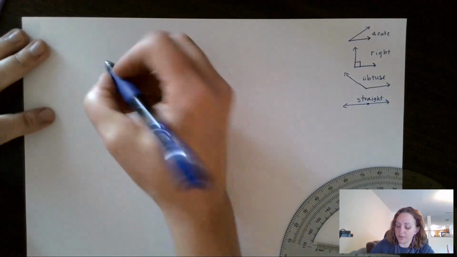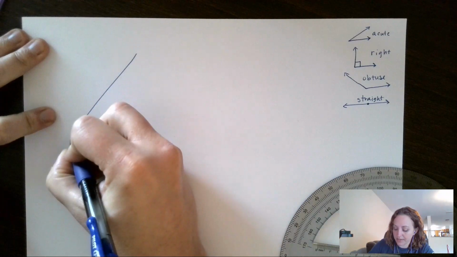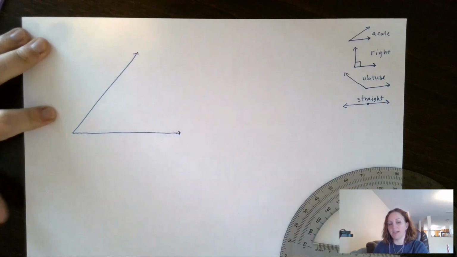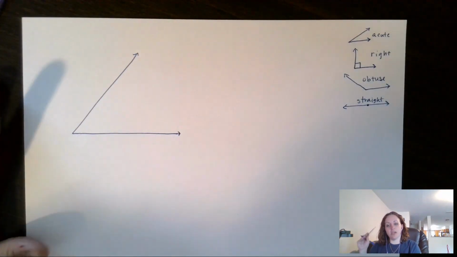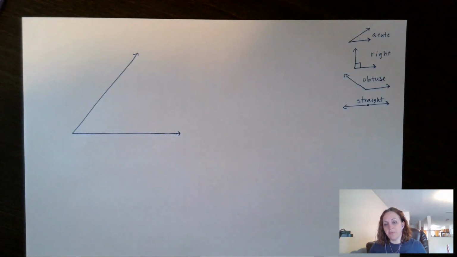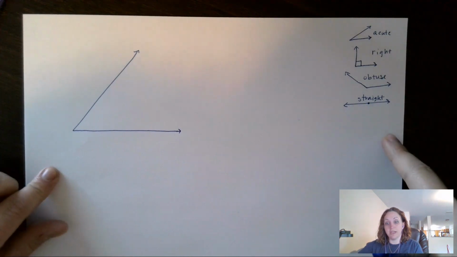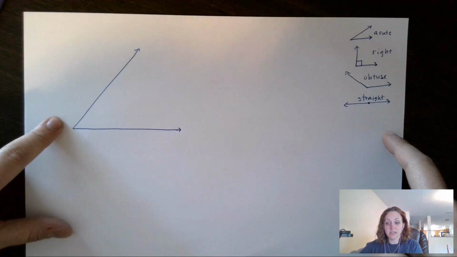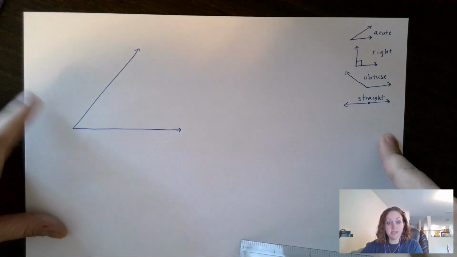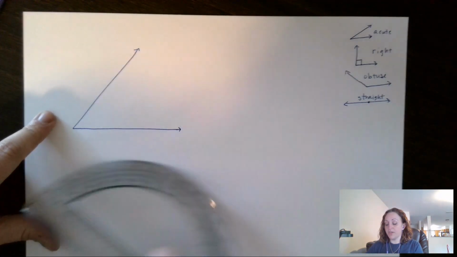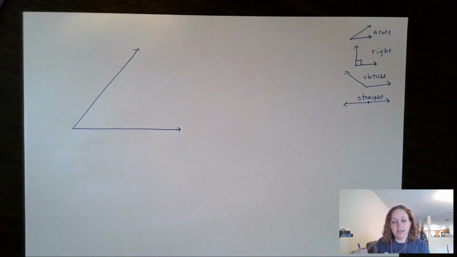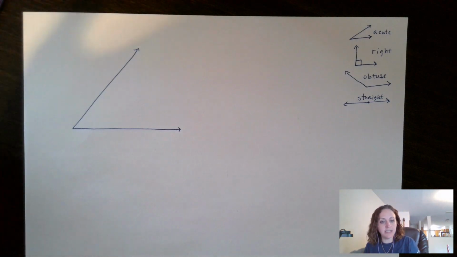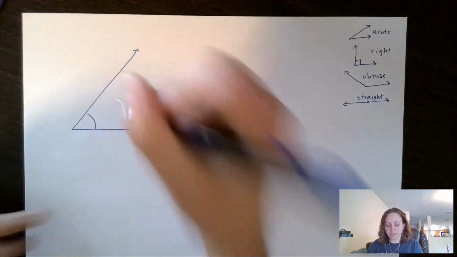I'm going to draw an angle. We're going to pretend that I'm drawing perfectly straight lines here. Before I take my protractor and set it on top of this angle, I want to look at my chart over here and decide, is this angle acute, right, obtuse, or straight? It is acute. Remember, acute angles are less than 90 degrees. So my answer has to be a number less than 90 degrees for my angle.